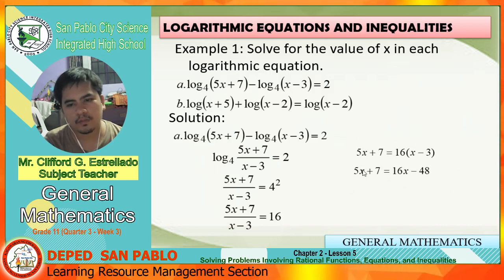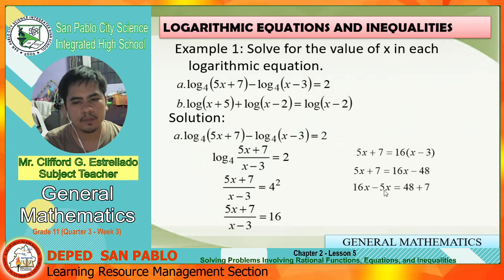Okay? And then, you can now combine like terms. So, we have here 5x minus 16x is equal to negative 48 plus 7. Or we have 7 plus 48 is equal to 16x minus 5x. Okay? Then 16x minus 5x is 11x is equal to 48 plus 7 is 55. And divide both sides by 11, so x is equal to 5. Okay?